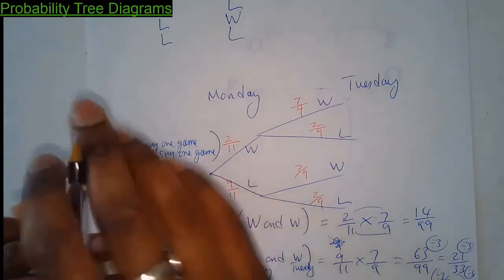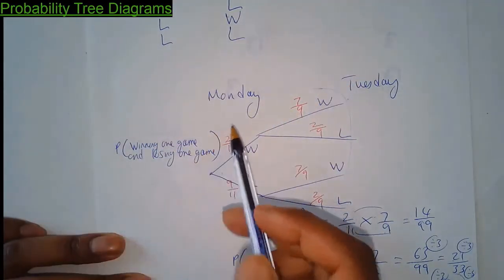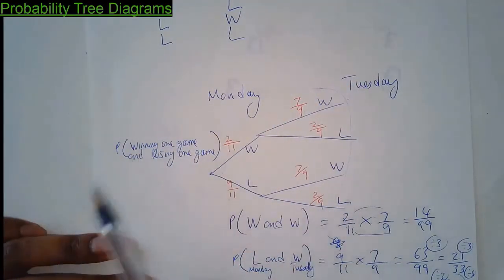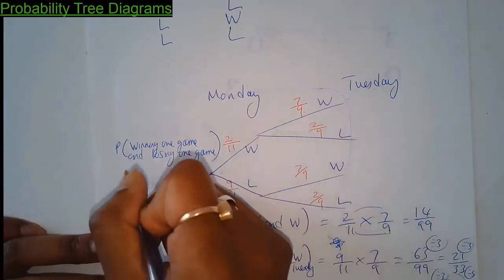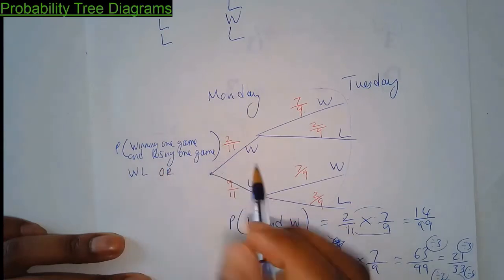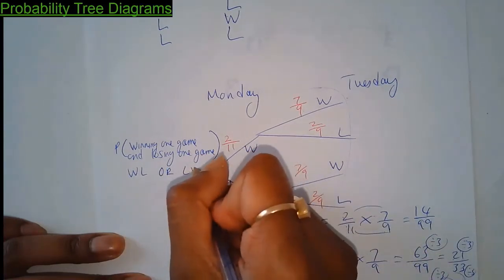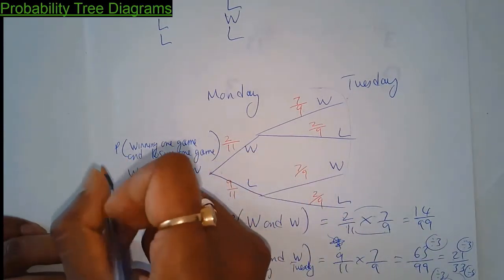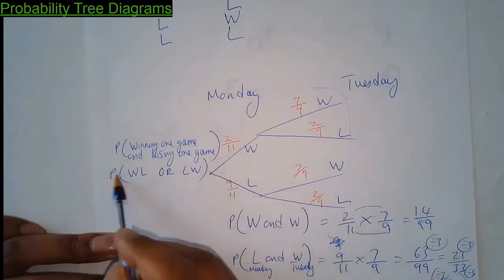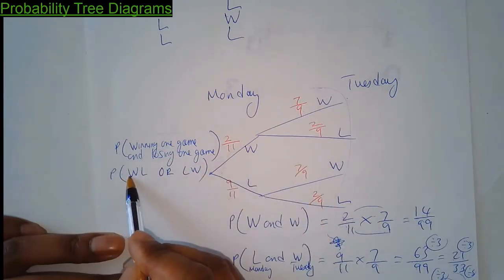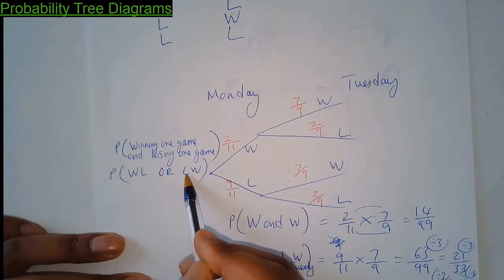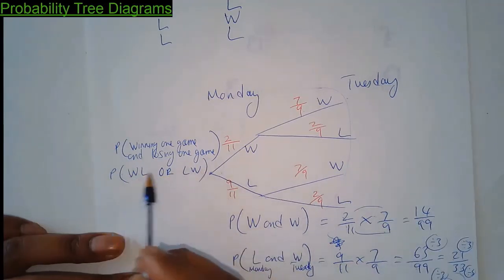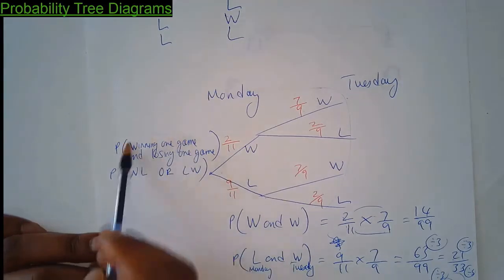Okay, we look at the different possibilities to win one game and lose one game. For that to happen, it could be win, lose, or lose, win. So that's what I'm asking: winning and then losing, or losing the first game and then winning the second game. Right? So there's two different timelines that satisfy this question.